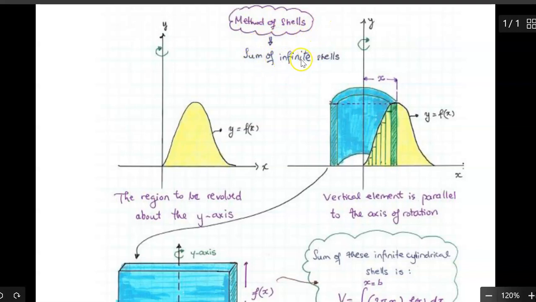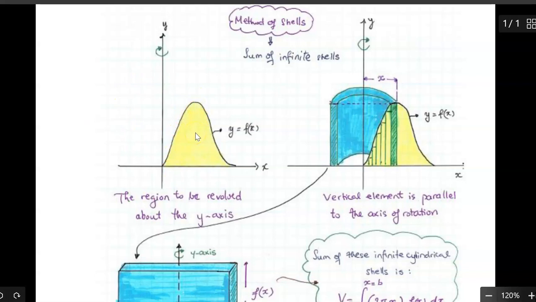This is the sum of infinite shells, and I want to show everyone how we have the sum of all of these shells to form the shape, and why we come up with the formulas. First of all, take a look at this diagram on this side. Let's say I have this area that I shaded in yellow, and I have to revolve this area about the y-axis. I show the arrow here.